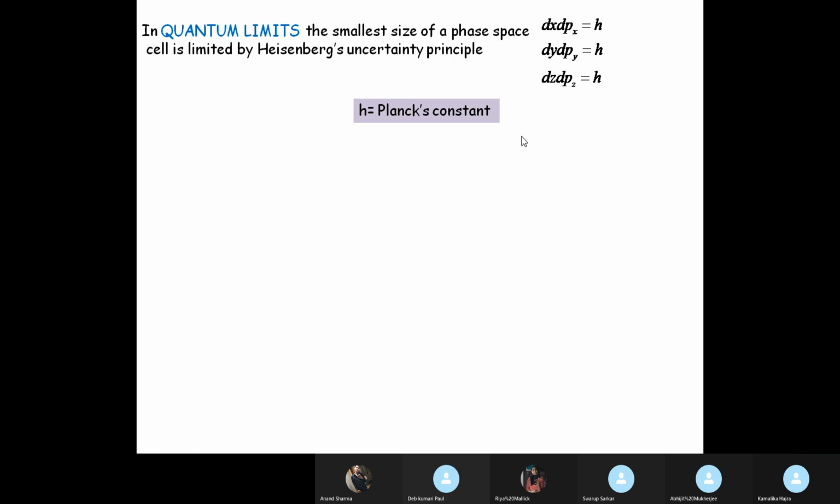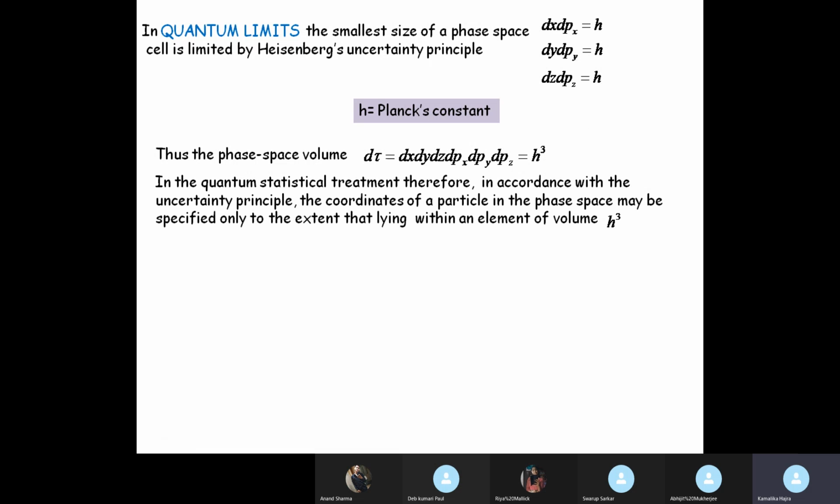Okay. So the phase space volume, which will be given by the product of these three quantities, is equal to h cubed, and in quantum statistical treatment, in accordance with the uncertainty principle, the coordinates may be specified. Coordinate of a particular particle can be specified only to the extent lying within an element of volume h cube. So you cannot zero in on a single point which is dimensionless.